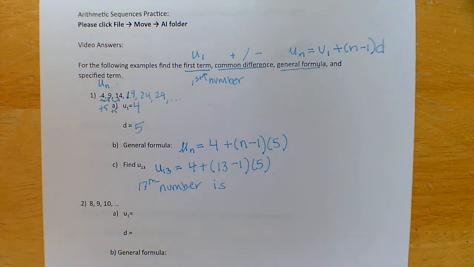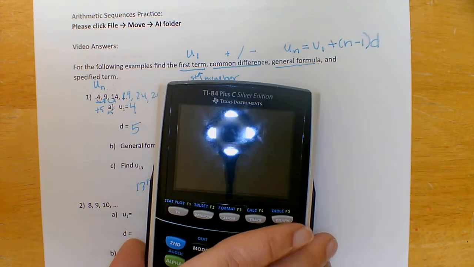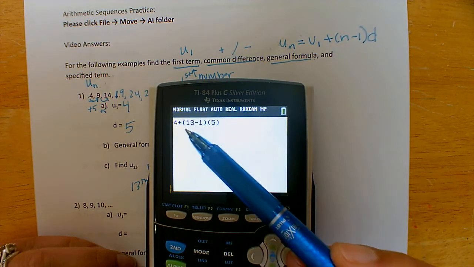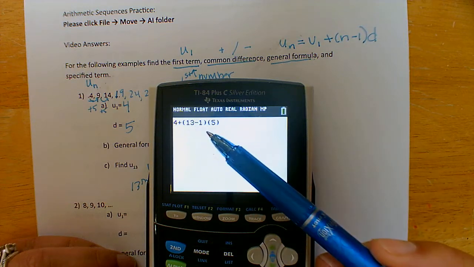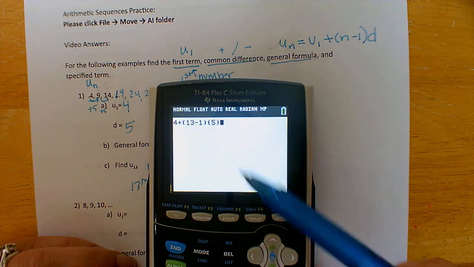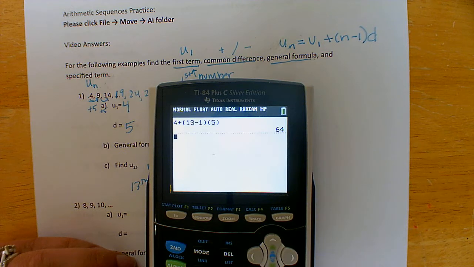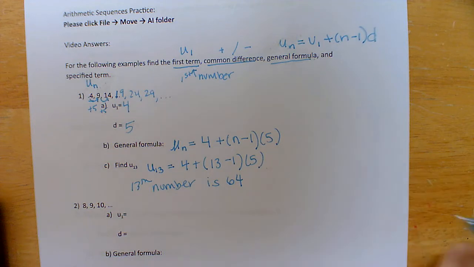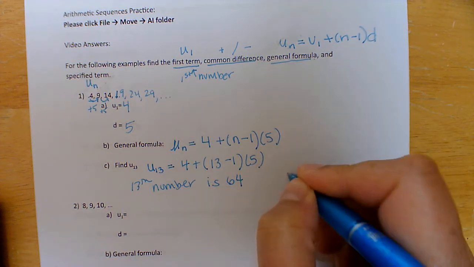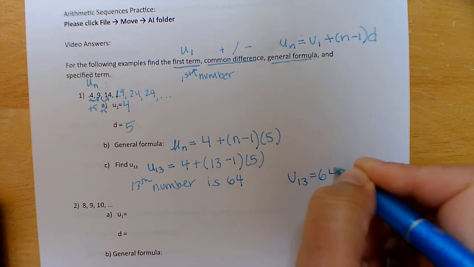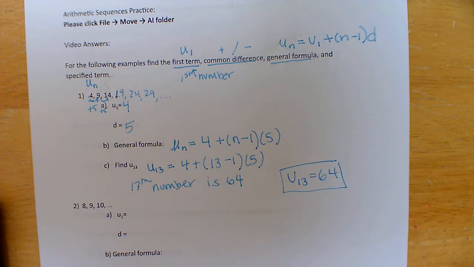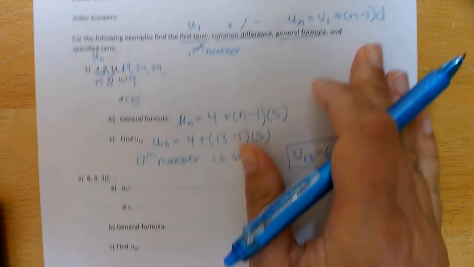Now we could do order of operations, or we could use our calculator. Let me turn off that light. And in our calculator, we can simply just put it in like I wrote it, making sure the parentheses are there, 4 plus 13 minus 1 in parentheses, times 5 in parentheses, enter, you got 64. So you don't have to take the time to do order of operations. So our 13th number is 64. And if you want to write that out mathematically, you can just simply put u13 equals 64, and this is your mathematical notation for that the 13th number is 64. So either way you want to write it is fine with me.